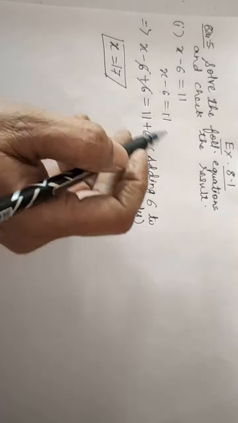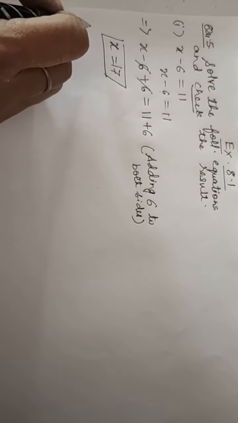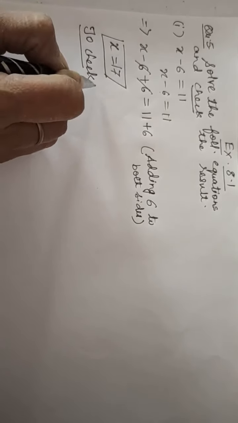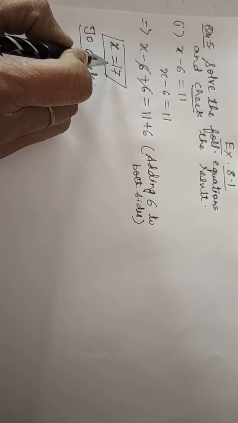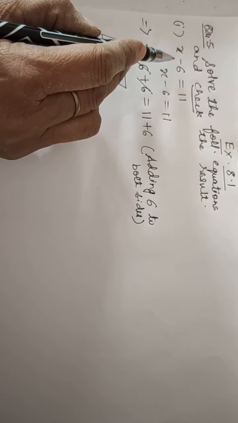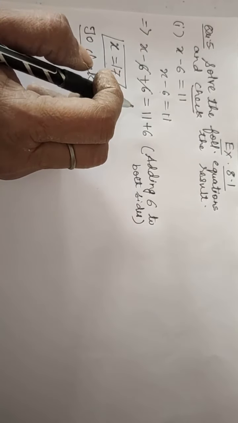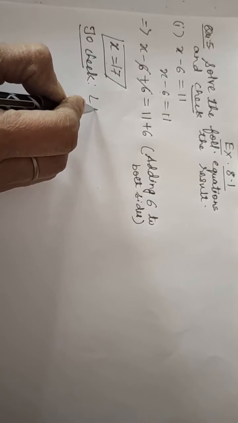Now the question is, you have to check the result also. So to check, what you have to do? See, to check, very easy. Whatever value of x you have got, you will put this value of x in the left hand side, and let's see whether you are getting the right hand side or not. So you will write, to check LHS.